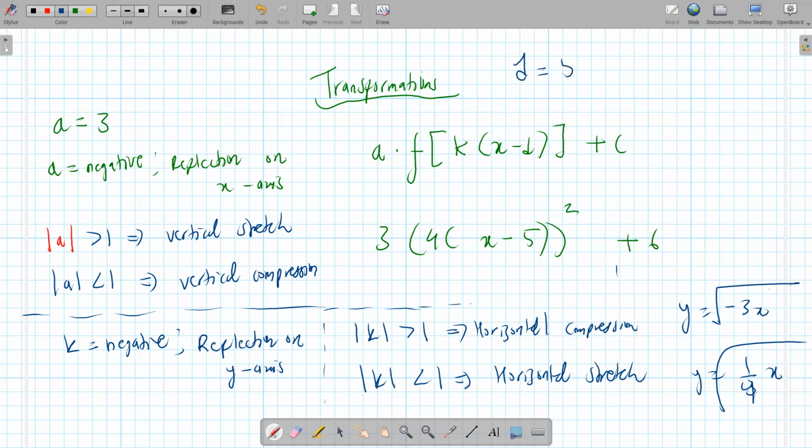+5, exactly. If D is positive, it goes right. If D is negative, it goes left. Same thing with the C. C here is 6. If it's positive, it goes up. If it's negative, it goes down. So vertical stretch, compression, horizontal stretch, compression, reflections, and then these are called shifts. D is called a horizontal shift, either goes right or left, and C is called a vertical shift, either goes up or down. Cool?